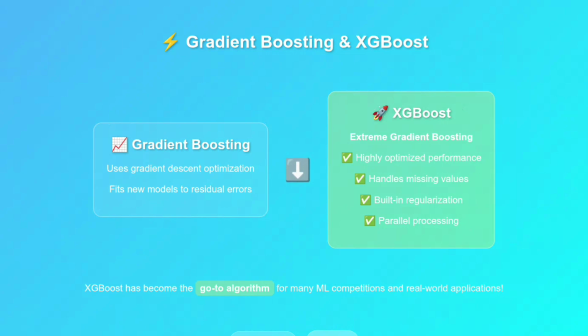XGBoost, which stands for extreme gradient boosting, is the most popular implementation. It's highly optimized, handles missing values well, and includes regularization to prevent overfitting. XGBoost has become the go-to algorithm for many machine learning competitions and real-world applications.